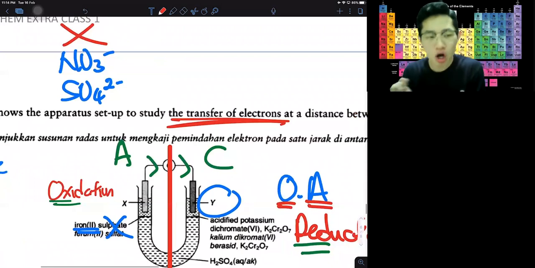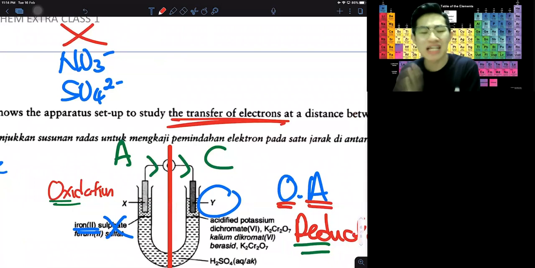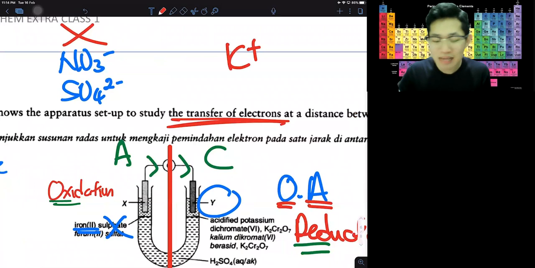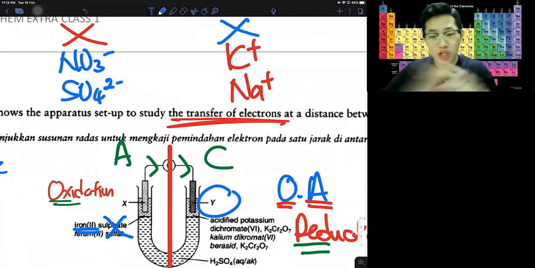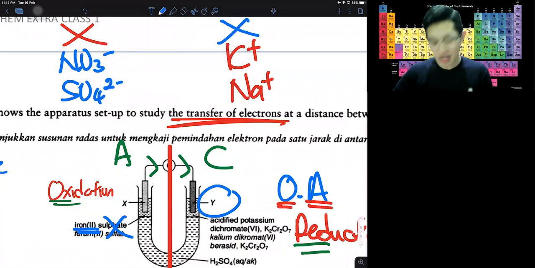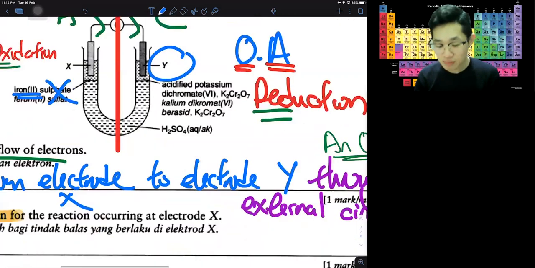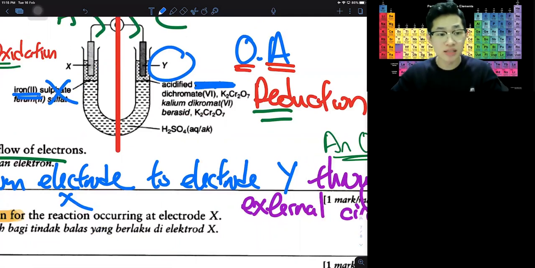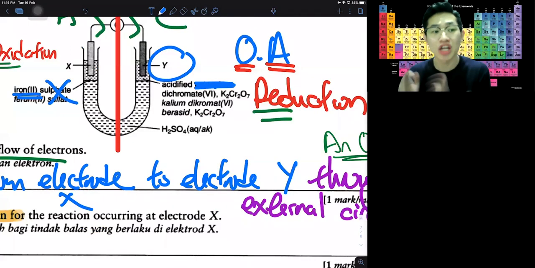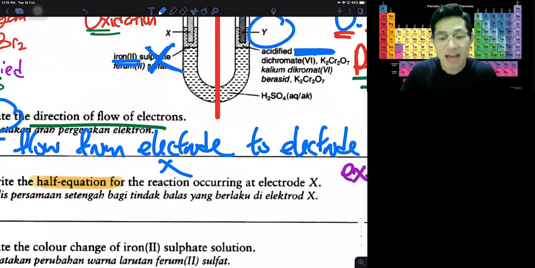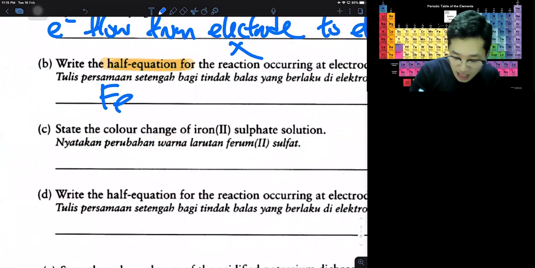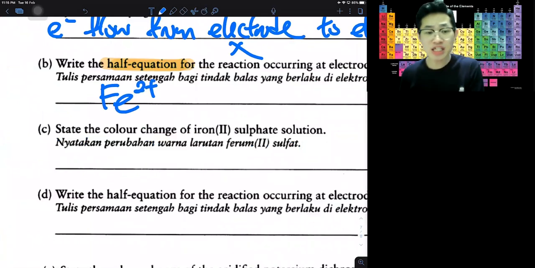And then for redox, the positive ions that you don't have to care about are like K plus and Na plus. For now, I can think of these two. No need to write, no need to care about them. For example, this acidified potassium, you can just ignore the potassium. Because they want half equation, you can't just write the whole thing in. If you write the whole thing in, they are not half equation anymore. So this one, ignore the sulfate, write the Fe2 plus.